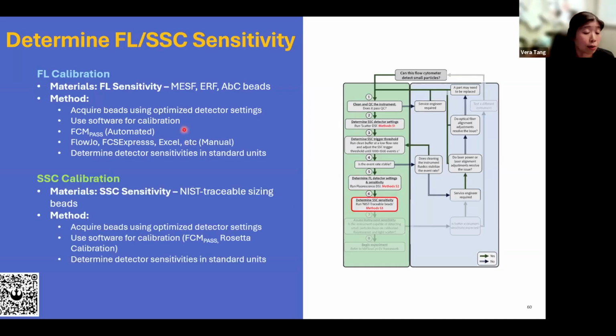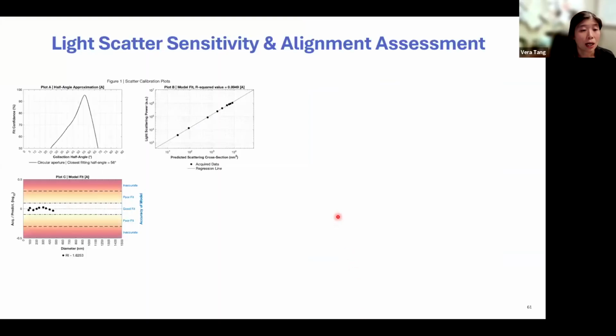And scatter calibration is similarly done. I run all of the NIST traceable beads to give me an idea of the calibrated values, and basically it builds that curve, which fits that Mie curve that you see. One of the really nice things that comes out of calibrating your data in FCM Pass is this report. There's a report when you do light scatter calibration.